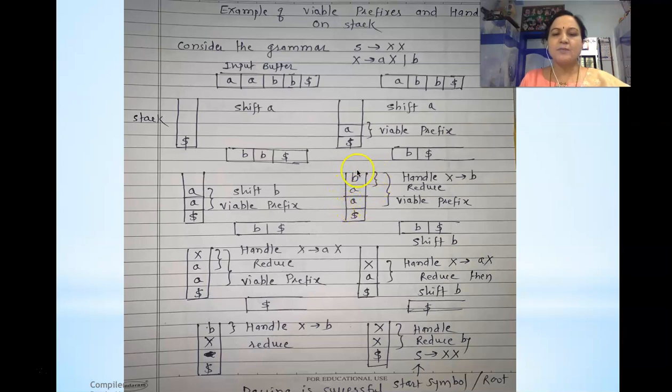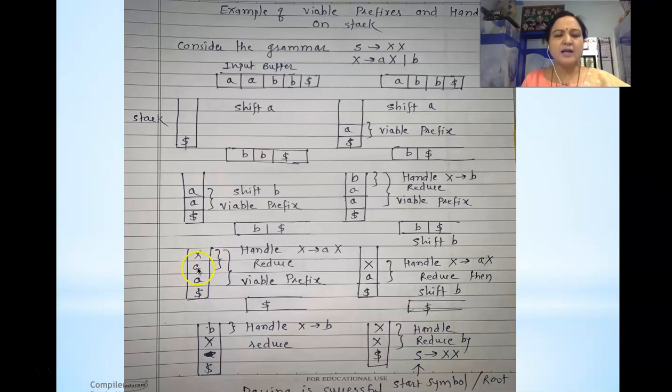Now, see, the top of the stack is B and the following input is A, dollar. So here B is a handle. We know that X tends to B is a production there, so this can be reduced. So we have found a handle. B is a viable prefix, but the handle is only B because we have the production X tends to B. So in this step we can reduce B by X. Once we have found a handle, we replace this B by X. So now the stack contents are $AAX.